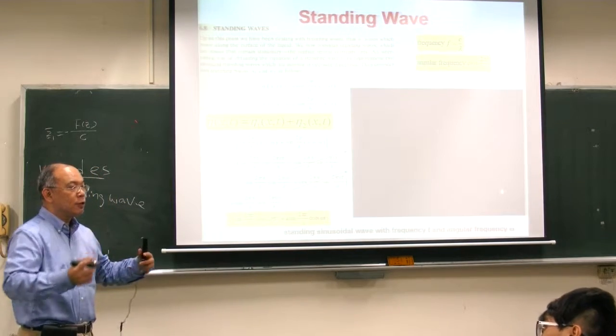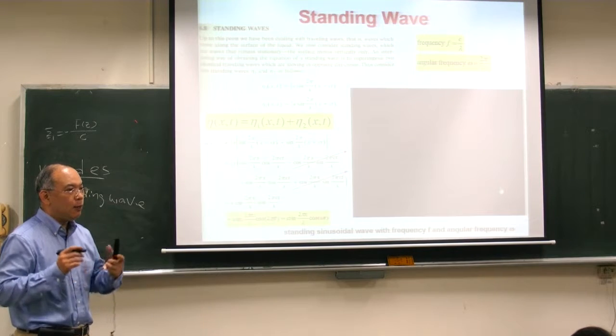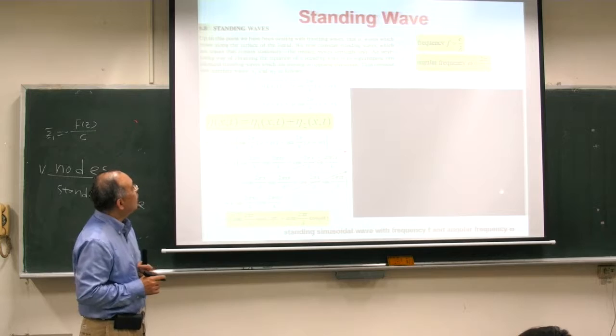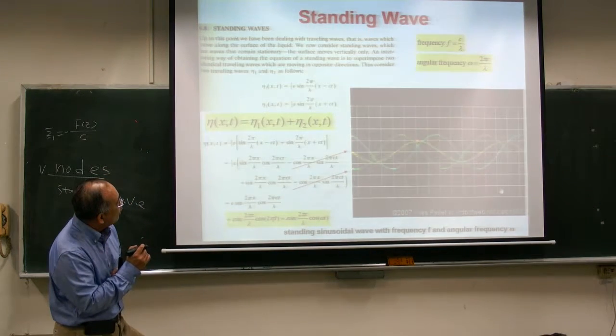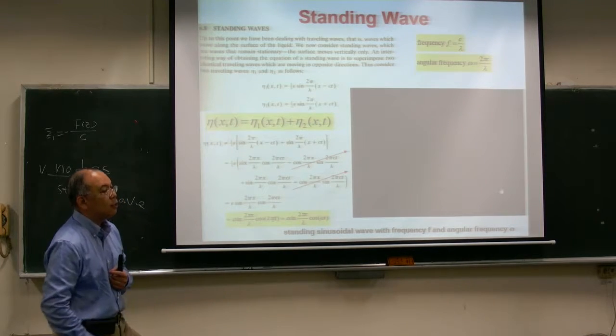And how to compose a standing wave? How is a standing wave formed? How can we put a standing wave together? We can have these two traveling waves, one traveling to the right, one traveling to the left. When we superimpose them, we get this standing wave.